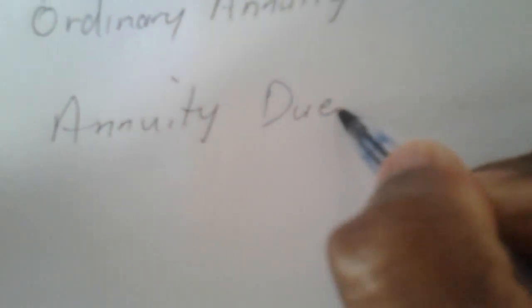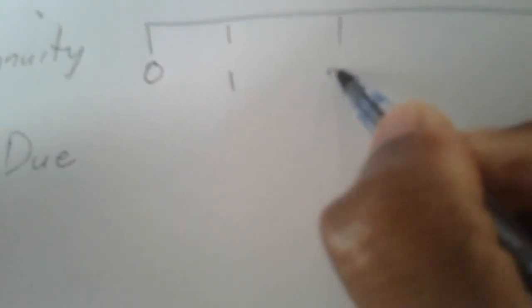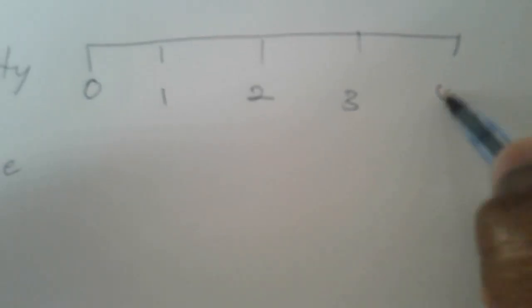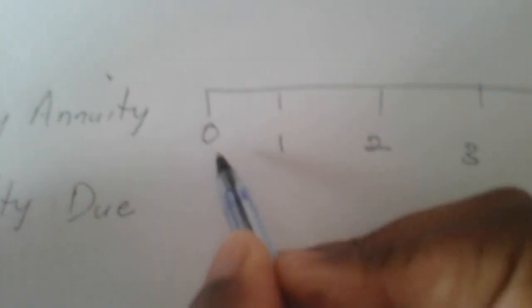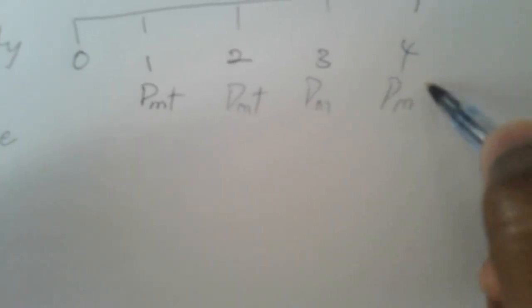The difference between an ordinary annuity and an annuity due. So you need to know what is the difference between these two. Now I will draw a timeline here and show you the difference. That's 0, that's 1, that's 2, that's 3, and that's 4. So let's say our payment is there. That's your first payment, second payment, third payment, and fourth payment.